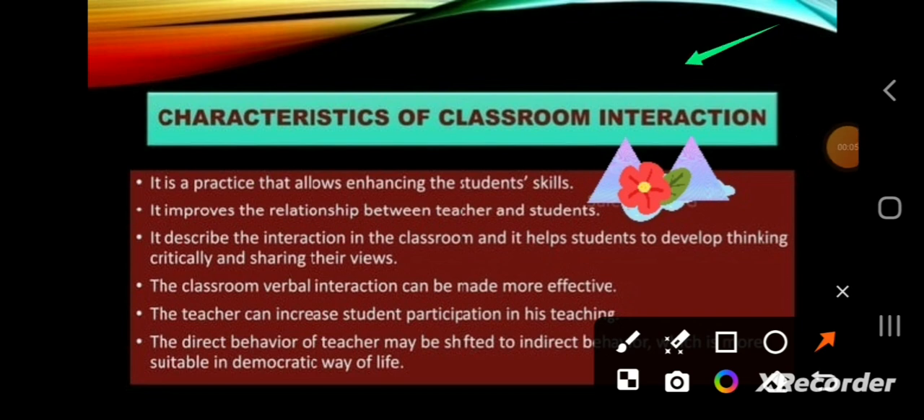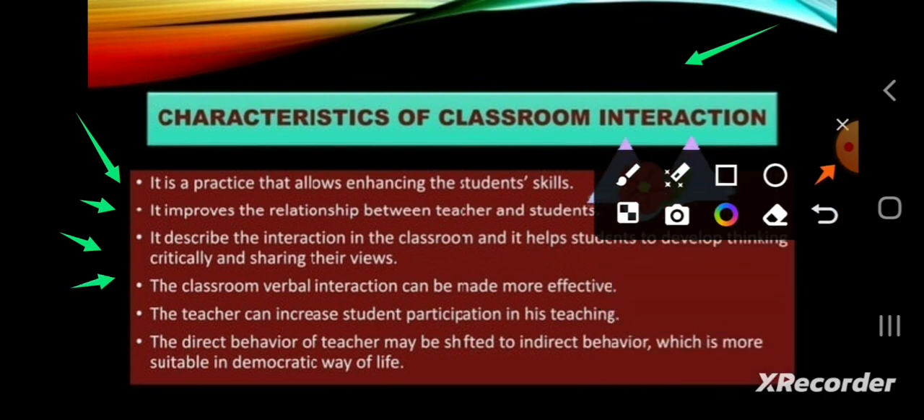Characteristics of classroom interaction. It is a practice that allows enhancing the student's skills. It helps in developing various skills in students, including critical thinking and effective communication. It improves the relationship between teacher and students. Improved relationships: it fosters better relationships between teachers and students, creating a more supportive learning environment. It describes the interaction in the classroom, and it helps students to think critically and share their ideas. It promotes critical thinking by allowing students to share and discuss their viewpoints.